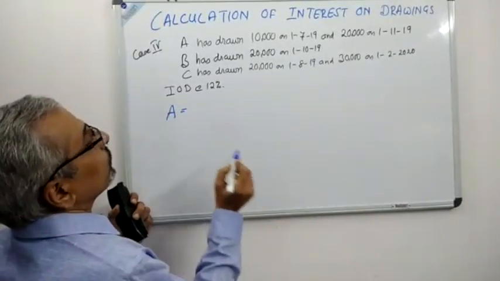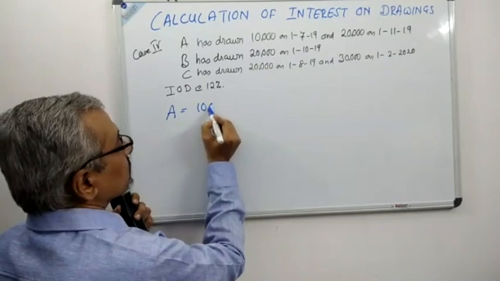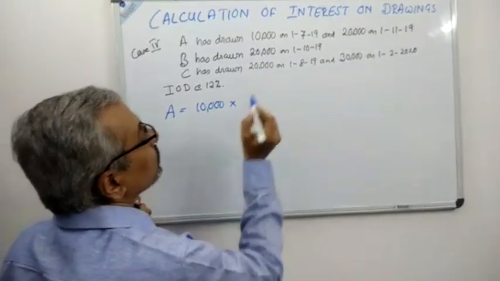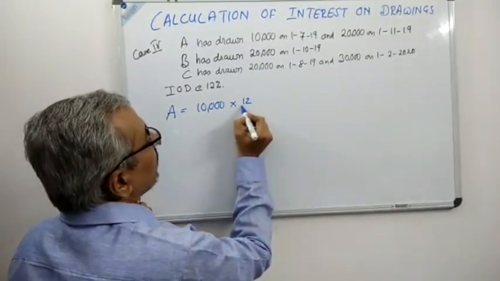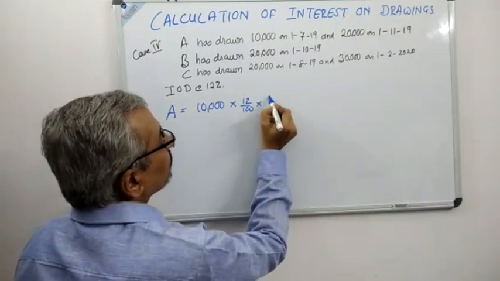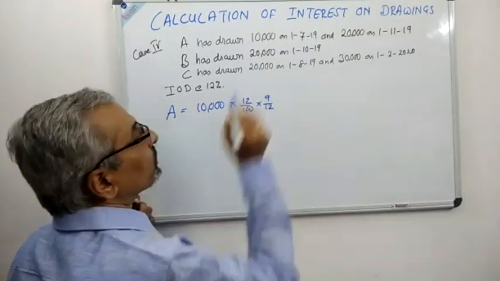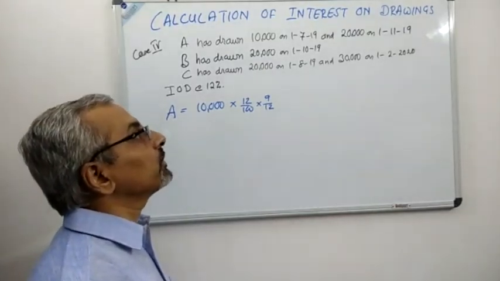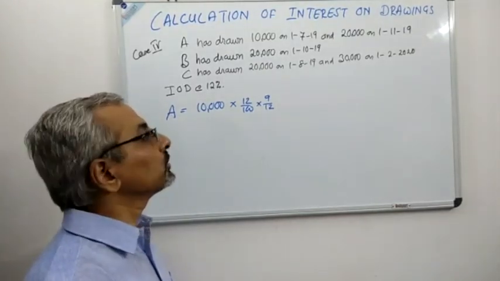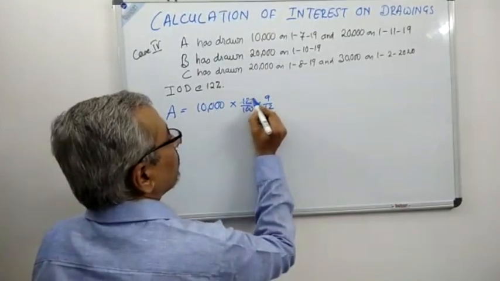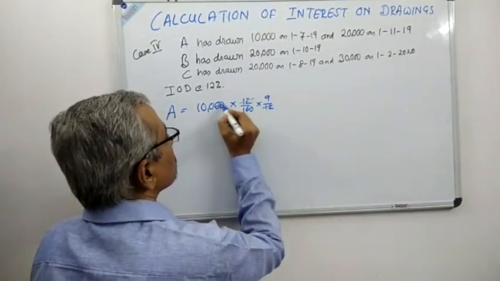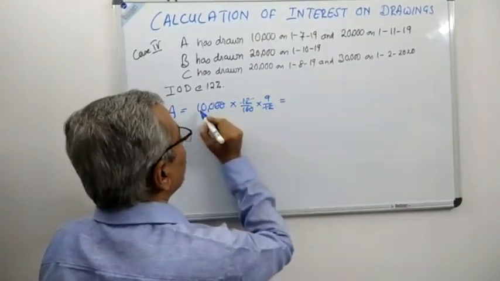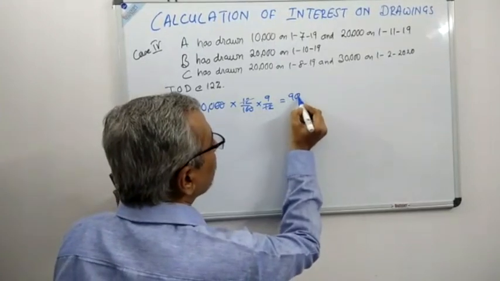So you can see over here 10,000 into 12 by 100 into 9 by 12. I hope it's very clear why 9, because if you calculate the time from 1st of July to 31st of March, it will be 9 months. So we'll now cancel the 12 and now cancel the zeros over here. That will be 100 into 9, 900.